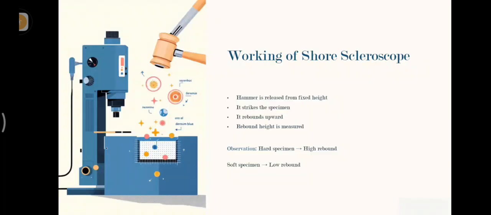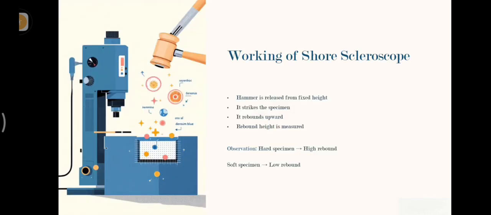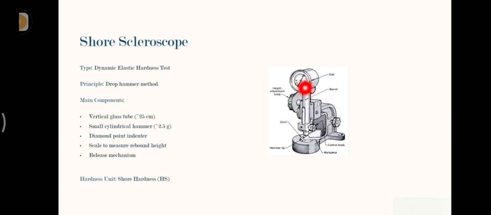So the next is the working. As I said before, the hammer is released from a fixed height. The fixed height is adjusted through this height adjusting knob, and then it will strike the specimen and it will be rebounded. The rebounded height is measured. So I am going to release it such that it will go down and strike the specimen here, and it will rebound back, and it will be measured in the height dial.